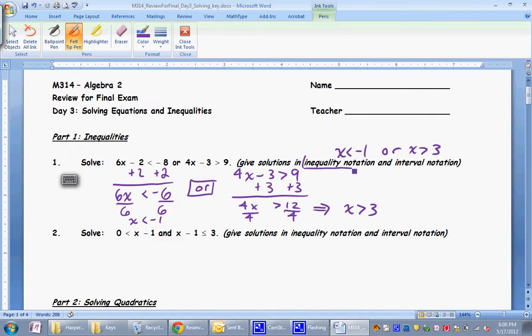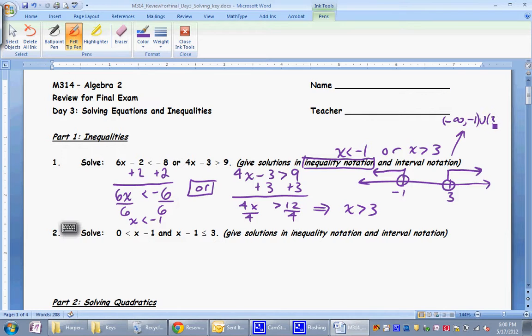Now that's called inequality notation. It makes sense that it's inequality notation because we wrote our answer in the form of inequalities. Now if you thought about what this looked like on a number line, the solution set, essentially what you have is the set of numbers that are smaller than -1, but not including -1, and the set of numbers that are bigger than 3, but not including 3. So when we talk interval notation, that's the set from -infinity to -1, joined with the set from 3 to infinity, because the second set is the set of numbers that are larger than 3, but not including 3.